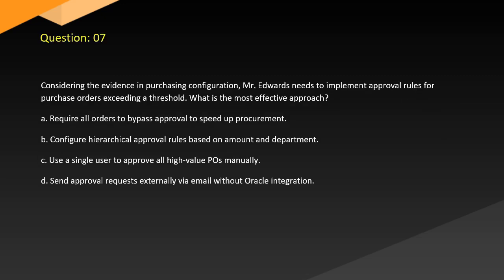Question 7. Considering the evidence in purchasing configuration, Edwards needs to implement approval rules for purchase orders exceeding a threshold. What is the most effective approach? A. Require all orders to bypass approval to speed up procurement. B. Configure hierarchical approval rules based on amount and department. C. Use a single user to approve all high-value POs manually. D. Send approval requests externally via email without Oracle integration.